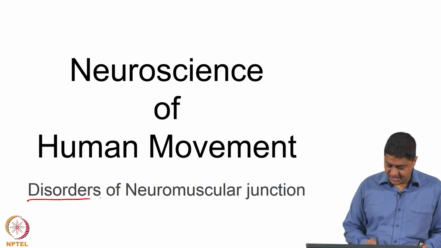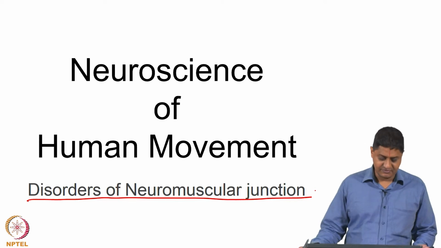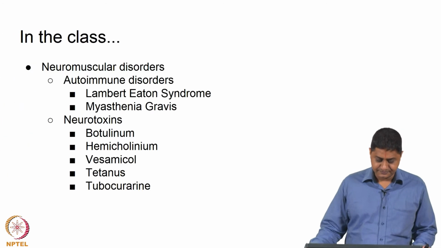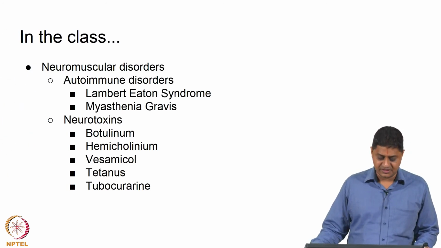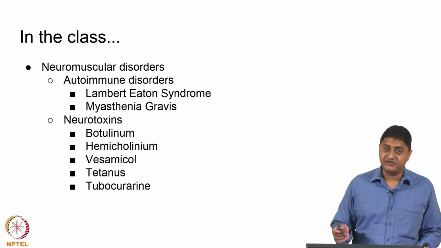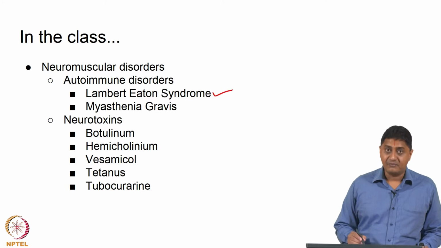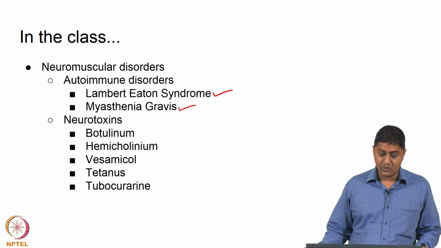So, in the previous class, we discussed the neuromuscular junction. Let us briefly review that concept and then discuss the various disorders. Specifically, we will discuss two autoimmune disorders, Lambert-Eaton syndrome and myasthenia gravis, and then we will be discussing the role of toxins in affecting the function of the neuromuscular junction.